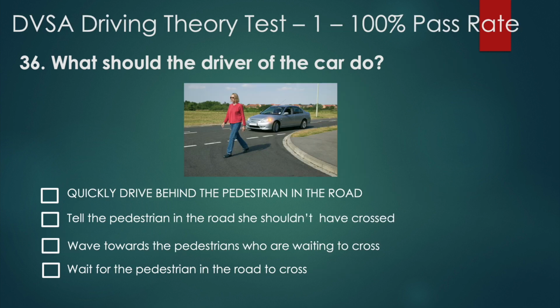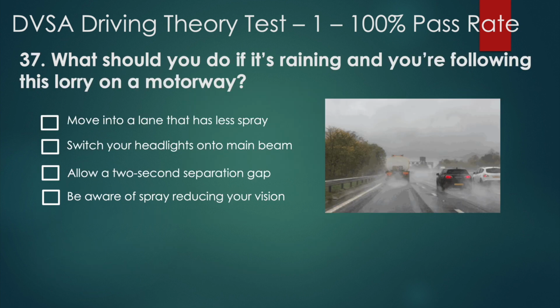36. What should the driver of the car do? A. Quickly drive behind the pedestrian in the road. B. Tell the pedestrian in the road she shouldn't have crossed. C. Wave towards the pedestrians who are waiting to cross. D. Wait for the pedestrians in the road to cross. And the answer is D. Wait for the pedestrians in the road to cross.